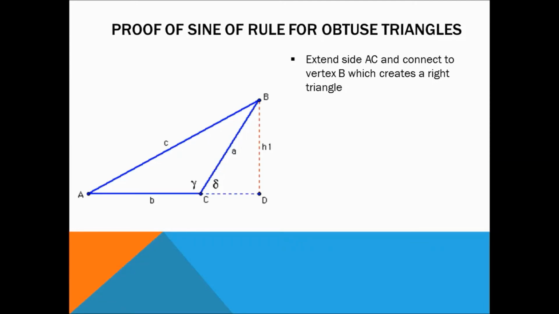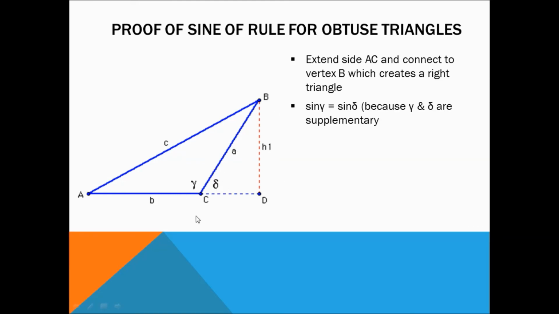The proof of the sine rule for obtuse triangles is a little bit different than for acute triangles. We have this diagram here, and what we have to do is extend the side AC over to the right a bit so that it connects with vertex B. Now if you look, it creates a right triangle as a whole.